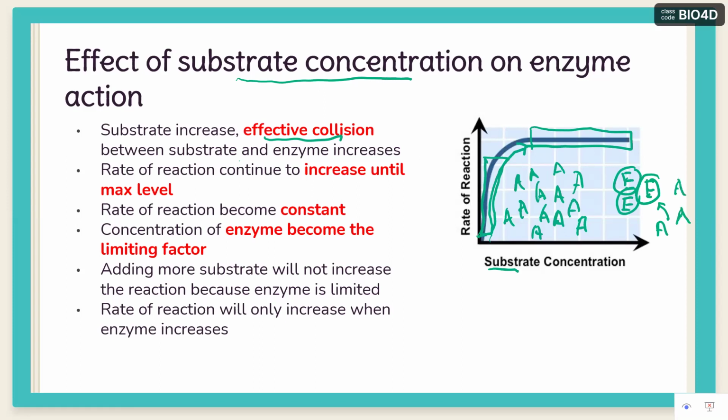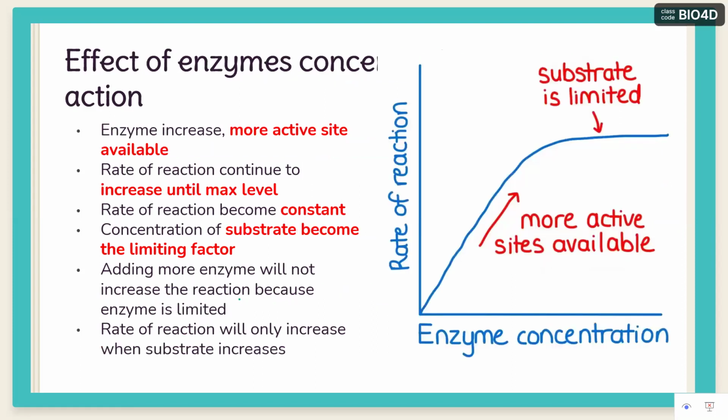But when you add a lot of substrate, it will bind to the enzyme, so the rate will increase. But then up to a certain point, because you only have 3 enzymes, it will become the limiting factor. So the rate of reaction cannot increase further. Okay, I don't know if I'm making sense to you.